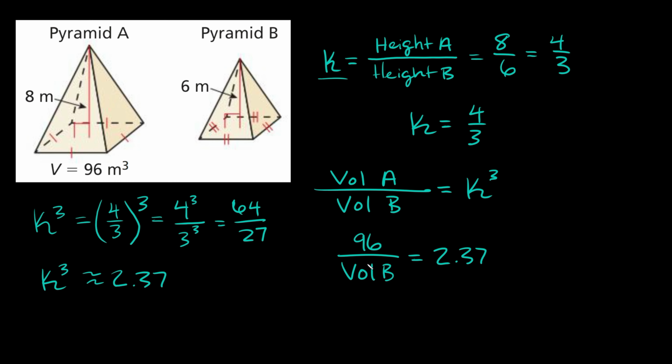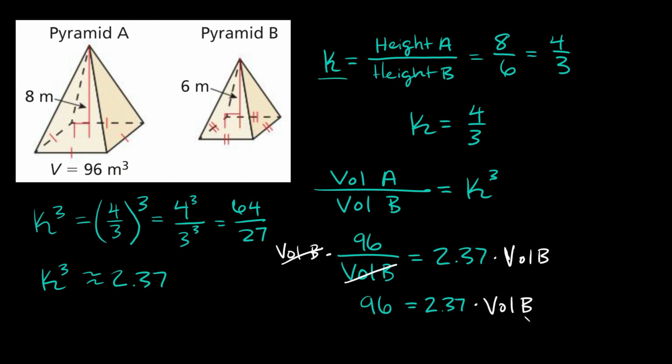Great. Now, in order to solve for the volume of B, the first thing we have to do is move it to the numerator. And in order to do that, we can just multiply both sides by the volume of B. So we'll multiply this side by the volume of B, and multiply this side by the volume of B. Then on this side, they cancel out, they kill each other, very tragic. And we're just left with 96 on this side. So we get 96 is equal to 2.37 times the volume of Pyramid B.